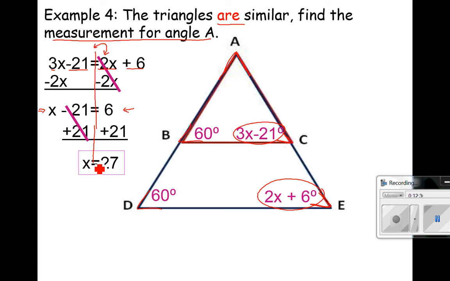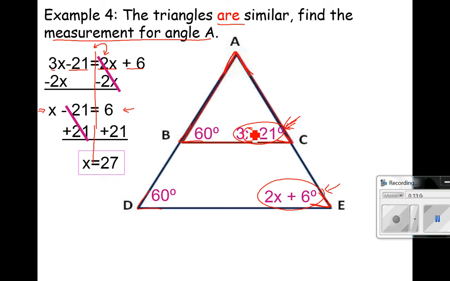So that's not my final answer. I guess I shouldn't even have a box around it. But I have x equals 27 because I need that to determine my angle measurements. So because I'm looking for angle A, I can choose to substitute the x into this expression or this expression. And I'm going to choose the 3x minus 21. So I'm going to substitute 27 in place of this x.